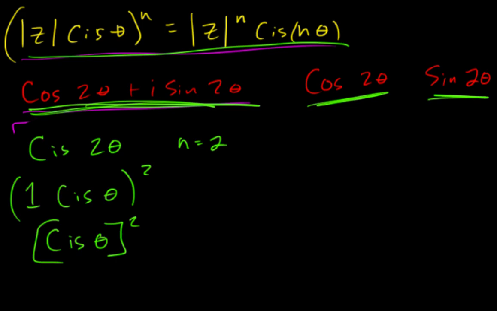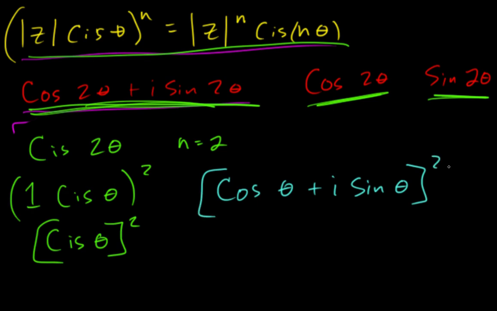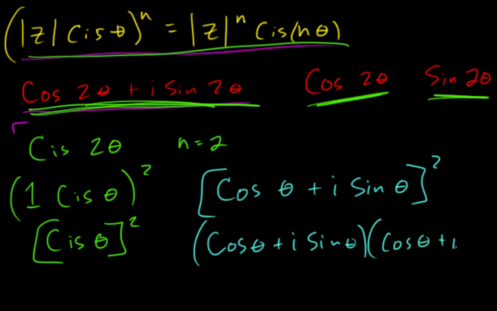Okay, now from here, we're going to turn this back into this form, so we're going to get cosine theta plus i sine theta, squared. And if we do that, we're going to do cosine theta plus i sine theta times cosine theta plus i sine theta.